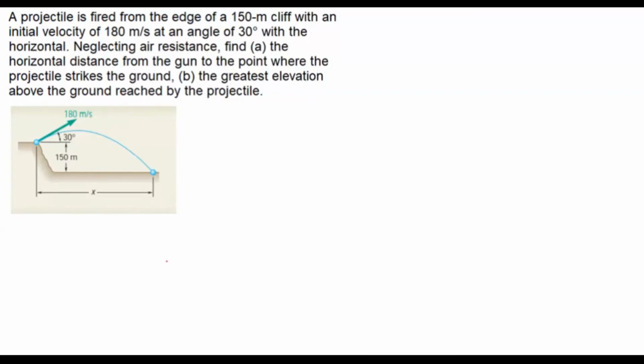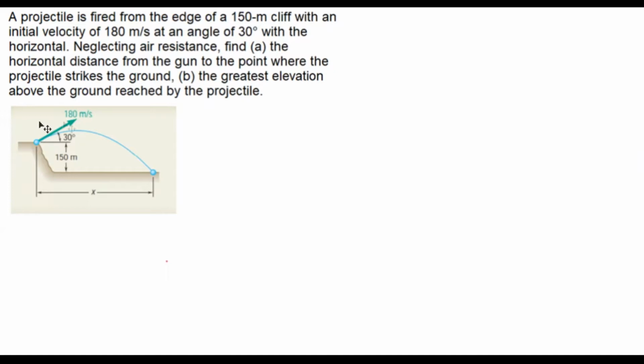A projectile is fired from the edge of a 150-meter cliff with an initial velocity of 180 meters per second at an angle of 30 degrees with the horizontal. Neglecting air resistance, find the horizontal distance from the gun to the point where the projectile strikes the ground, and letter B, the greatest elevation above the ground reached by the projectile.